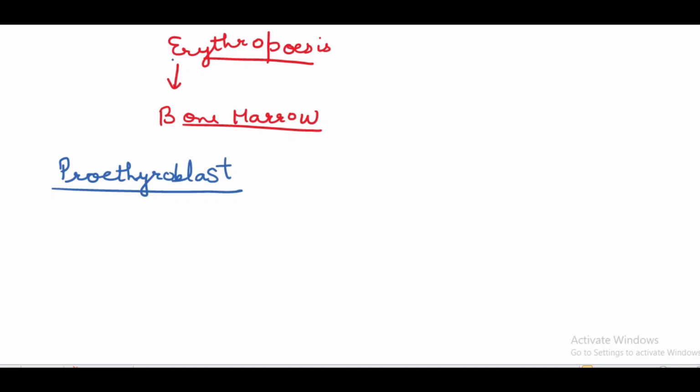Erythropoiesis is the formation of new red blood cells. It is the process through which the new red blood cells, that is erythrocytes, are produced, and it occurs in the bone marrow, remember, involving different types of cells. Now let us discuss the steps one by one. The first cell is the proerythroblast. Remember, the earliest recognizable cell in the erythroid series is the proerythroblast.